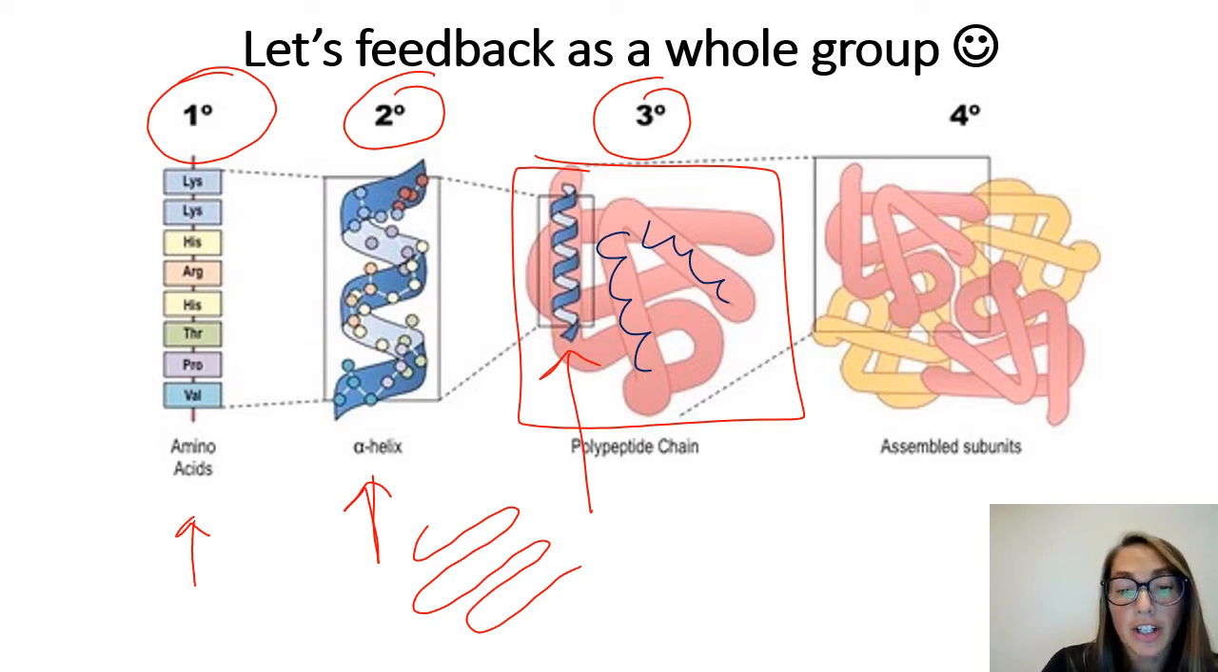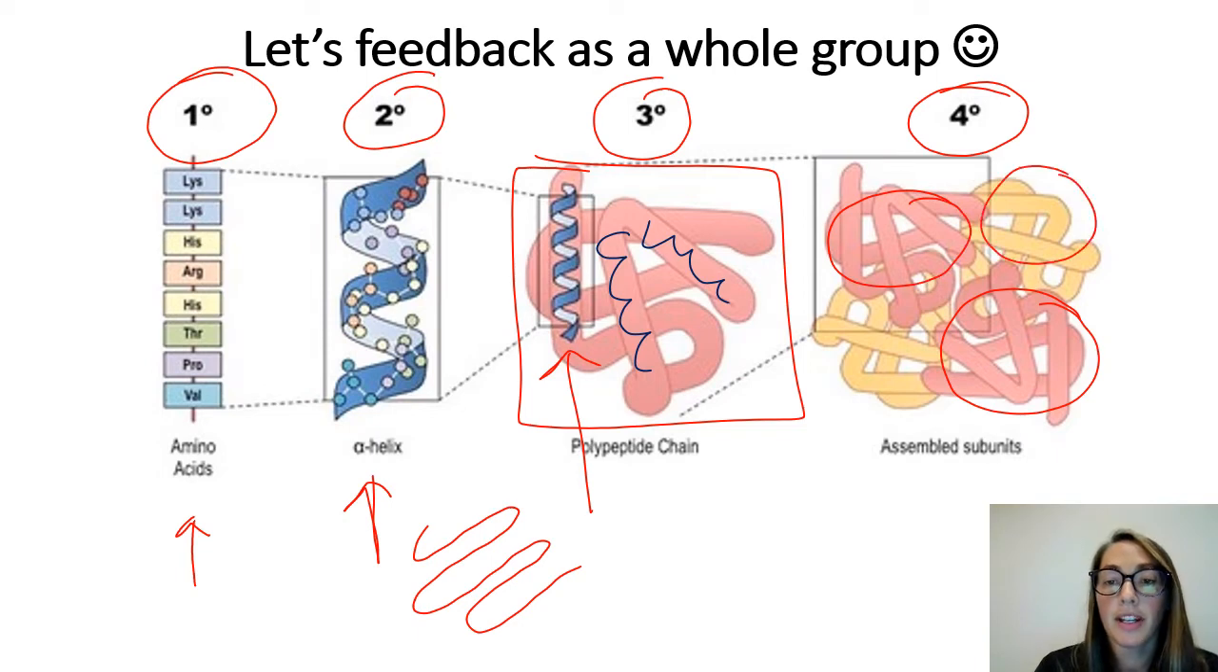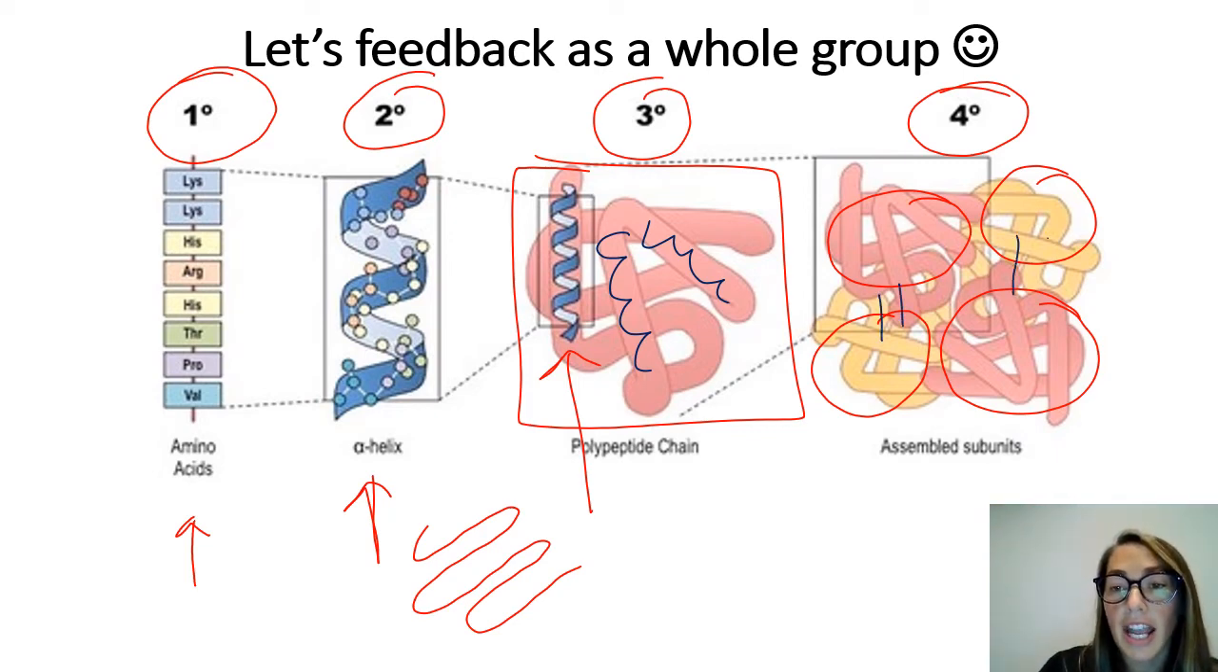The final level of structure is a quaternary structure. Now in this quaternary structure, what you'll notice is that we've got more than one polypeptide chain. So here is one polypeptide chain, here is a second one, here is a third one, and here is a fourth one. And they're all separate polypeptide chains, but they're bonded together by their R groups. So we can have bonds like disulfide bridges forming between those polypeptide chains, or potentially ionic bonds that also hold that structure together.